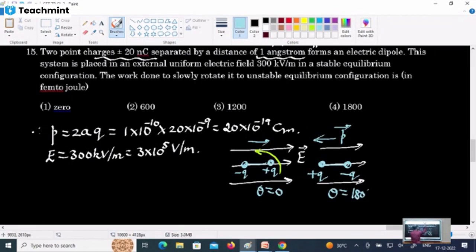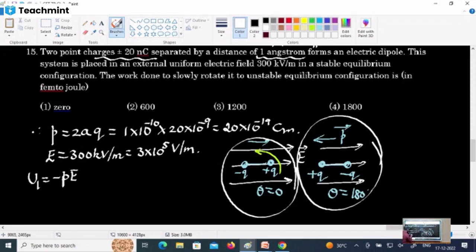You know the potential energy of the dipole in this configuration. That potential energy U1 is equal to minus PE. I have already spoken about this in my earlier class. You know the potential energy of the dipole in this configuration. That is U2. This is the stable configuration. This is the unstable configuration. I hope you remember. One is stable, the other is unstable. U2 is therefore plus PE.